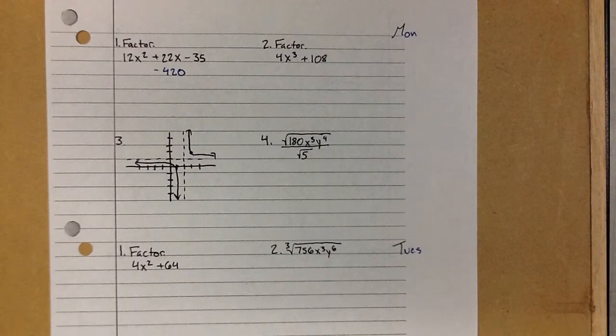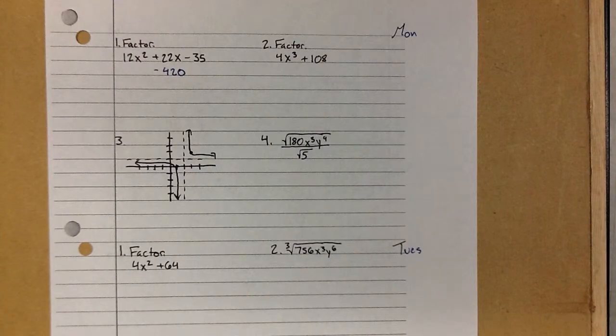Okay. What factors did you use? What two numbers? 42 and 10. Where did you put the 42? With the 12 or with the 35? I'm going to put it with 35. Why do you think I'm going to do that? 7 goes into both of those. That is why I'm going to do it.